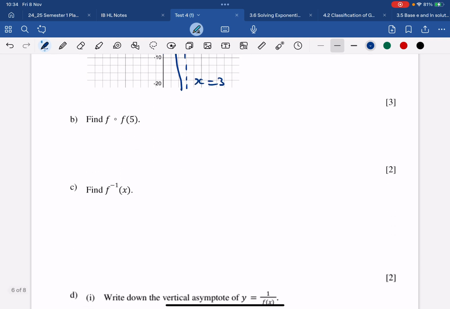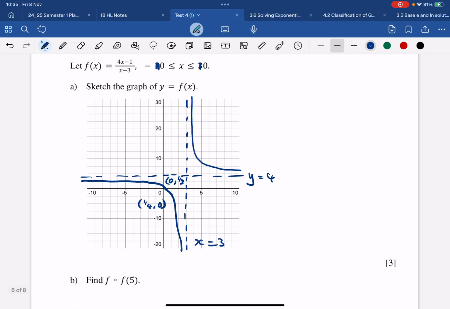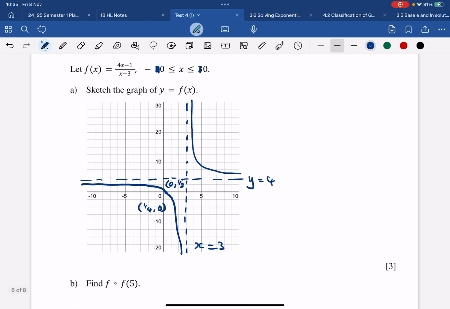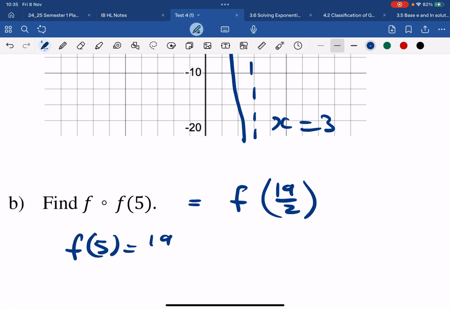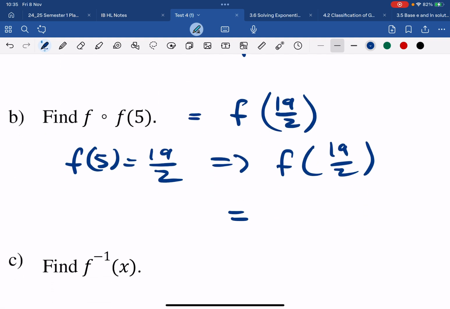Next, find f(5). So I'm going to put 5 into the function to begin with. When I put 5 into that function up here, I get 19 over 2. So this is basically the same as f(19/2). So then I put 19 over 2 into the function, and it gives me 5.69 approximately.